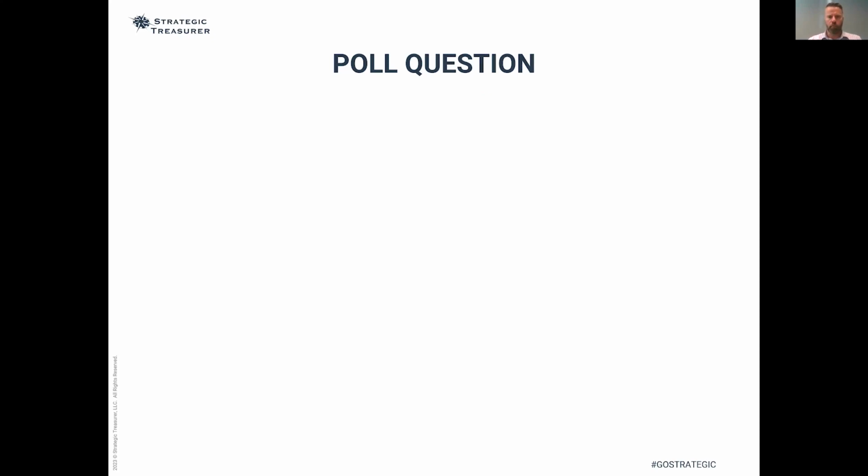For filing for BOI will be in the FinCEN's, as we already talked about. But which system will BOI actually be filed within? So if you want to go ahead and submit your response there.